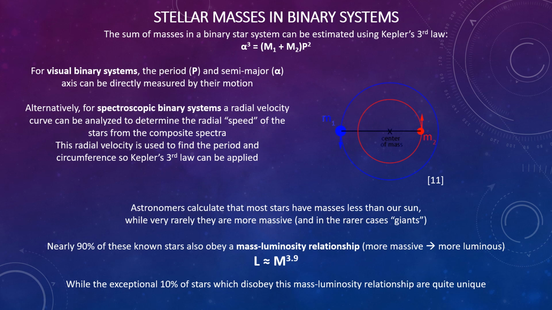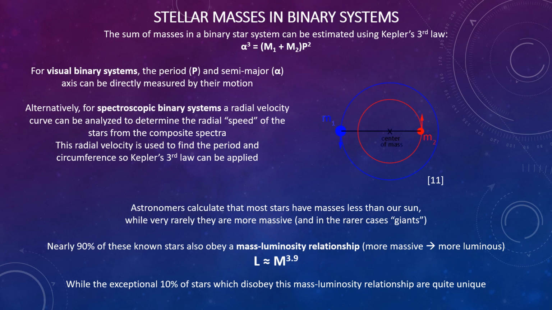We know from Kepler's third law that we can find the sum of the masses by measuring their orbital periods and the semi-major axis. So for visual binaries, the period and the semi-major axis can be directly measured from their motion. Alternatively, for spectroscopic binaries, a radial velocity curve can be analyzed to determine the radial speed of the stars from the composite spectra. This radial velocity is then used to find the period and the circumference so that we can then find the masses from Kepler's third law.